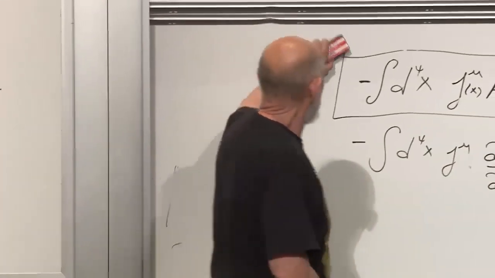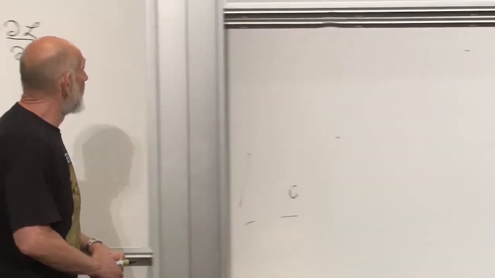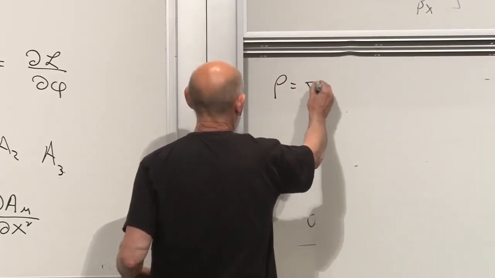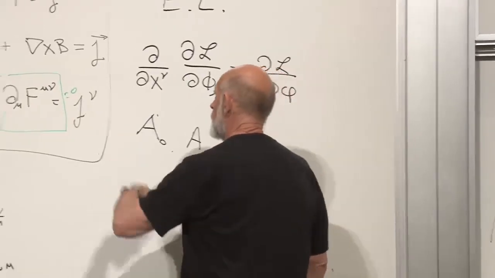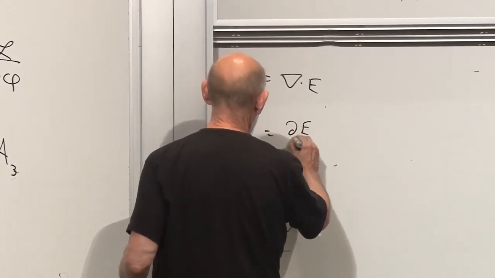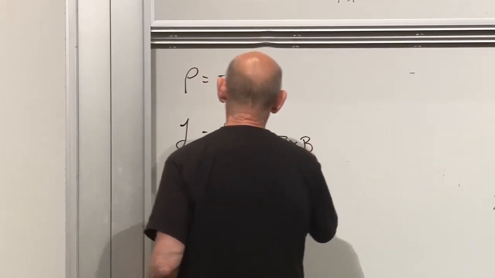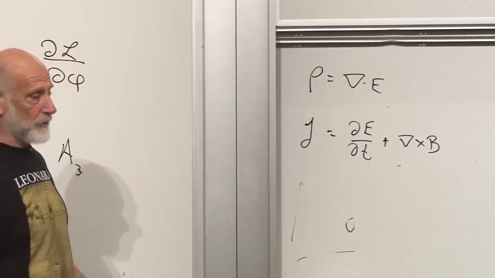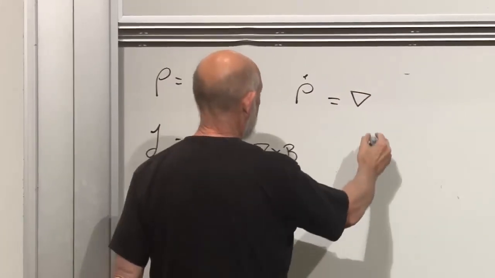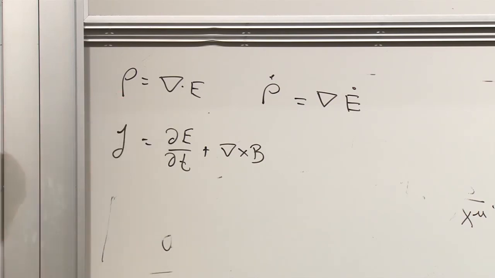Let's see if we can derive the continuity equation from Maxwell's equations. All right, so here's Maxwell's equations. Rho equals del dot E, and J equals E dot plus del cross B. Okay, so let's first take rho dot. What is rho dot? Rho dot is equal to del dot E dot. You time differentiate both sides.